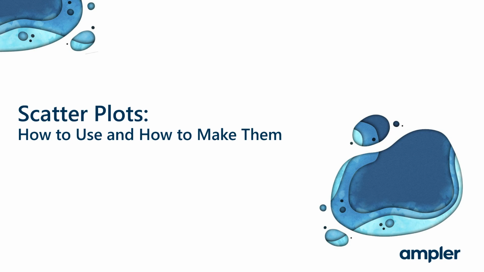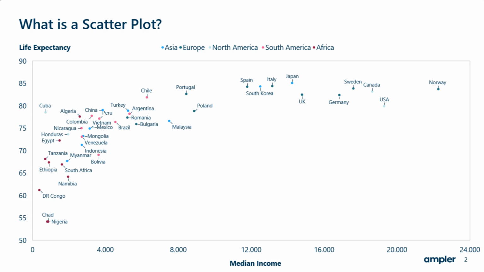Let's start with explaining what a scatter plot is. A scatter plot is a two-dimensional graph that visualizes the relationship between two numeric variables by plotting data points as dots, where a single dot corresponds with a single data point. This makes it ideal for identifying correlations, patterns, and clusters in a dataset.